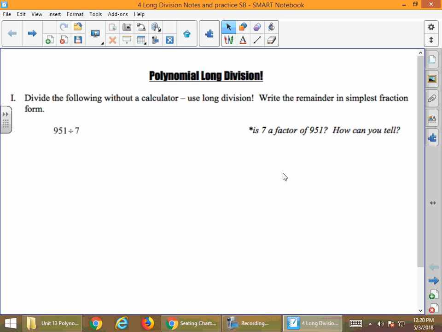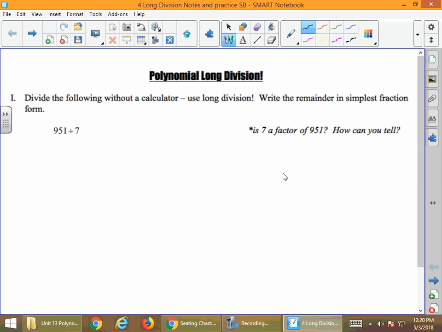Today we're going to talk about polynomial long division. And before we start talking about the polynomial long division, we need to refresh our memory on how to divide numbers. It's not that you have to know how to divide these numbers. It's that you have to know the process, because the process isn't going to change when we apply it to polynomials.